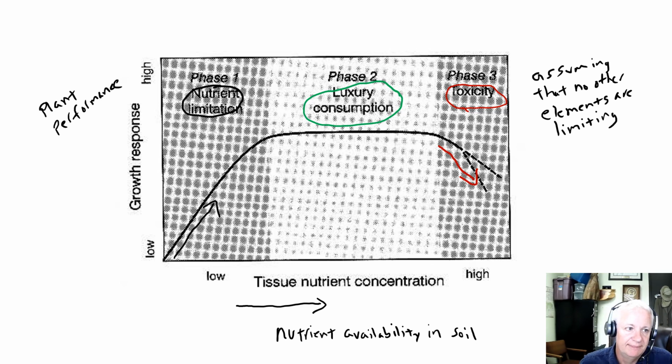And especially the concept of limitation, where in the field, the definition of nutrient limitation is if you add more of that nutrient and you get a response, then that nutrient was limiting. So these are important concepts to keep in mind.